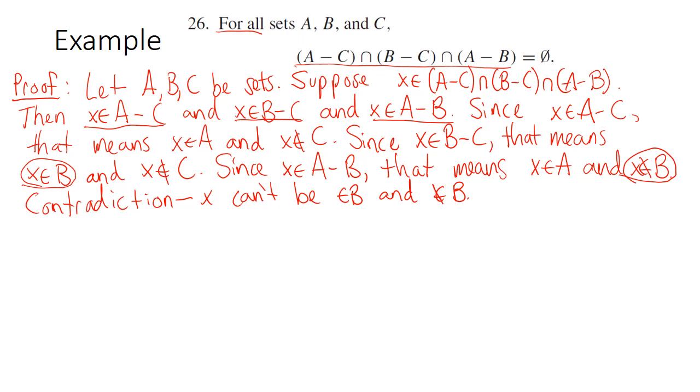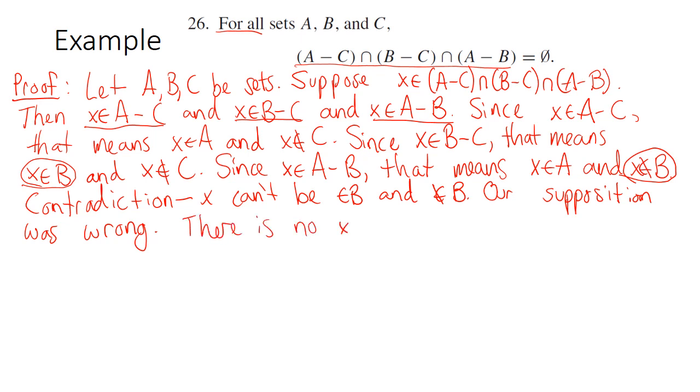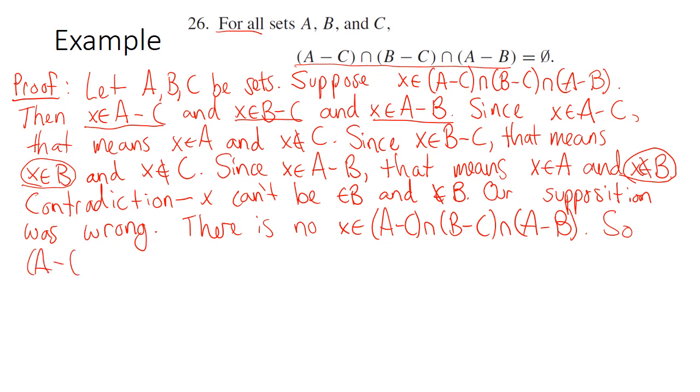Okay, whenever you get a contradiction, all that means is that your supposition was wrong. So our supposition was wrong. That means there is no x in the set. So that set must be empty. And the way that you say that a set is empty is just to say that it's equal to the empty set.